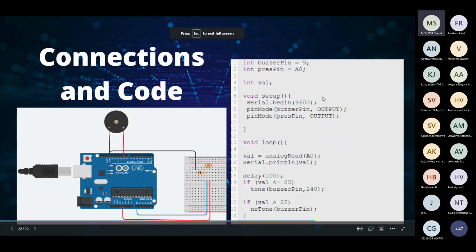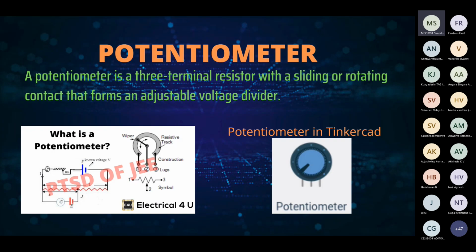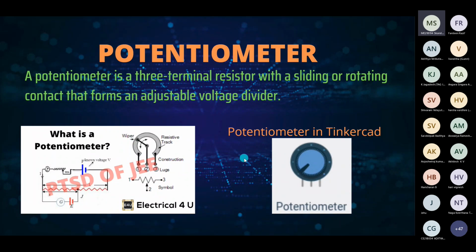Then we continue with the presentation. Next up, we have the potentiometer. I'll give a brief description. A potentiometer is a 3-terminal device wherein the central pin is devoted to the slider contact and the other 2 pins are for voltage inputs, which basically acts as a voltage divider.